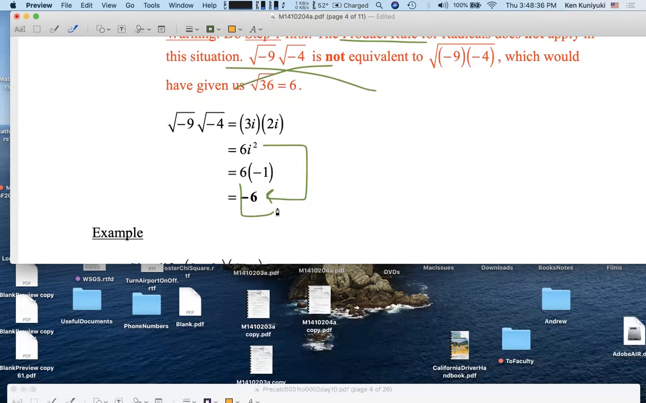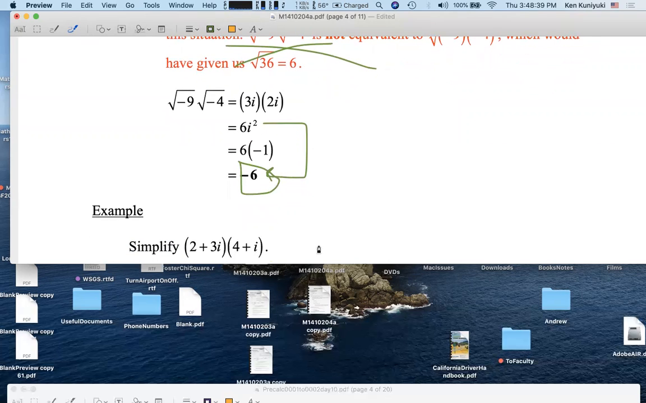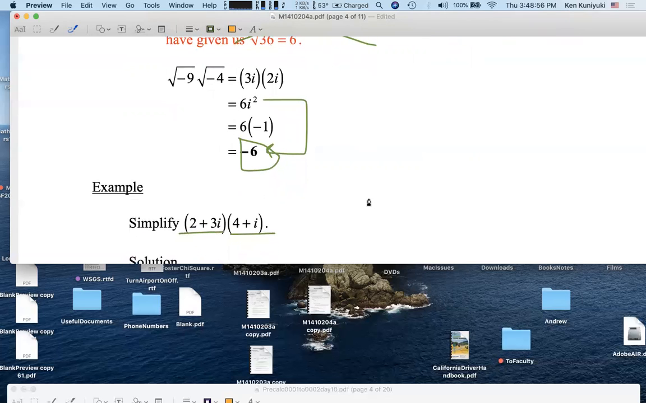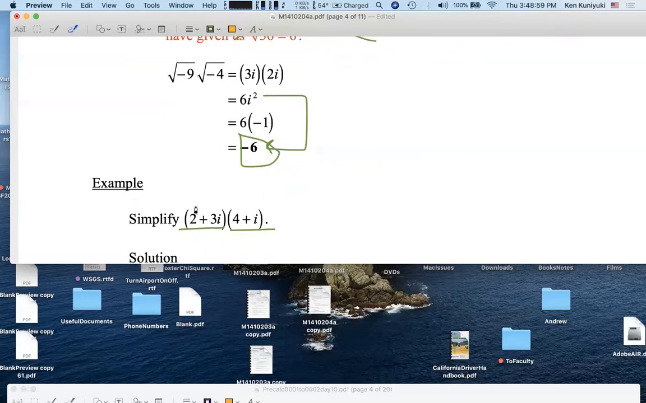All right. Next, simplify. When you multiply the complex number 2 plus 3i by the complex number 4 plus i, what complex number do you get as the product? Well, think of i as x, and then FOIL, that is distribute. So 2 times 4 is 8. 2 times i is 2i. 3i times 4 is 12i. And 3i times i is 3i squared.